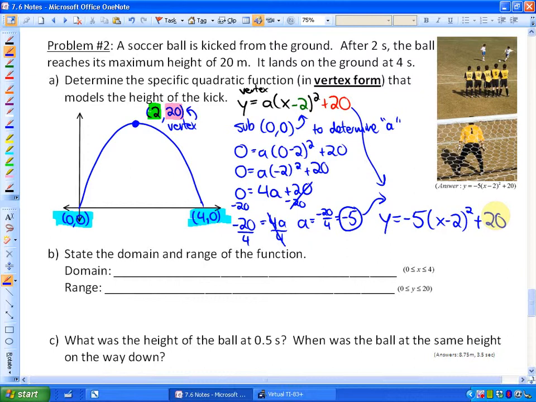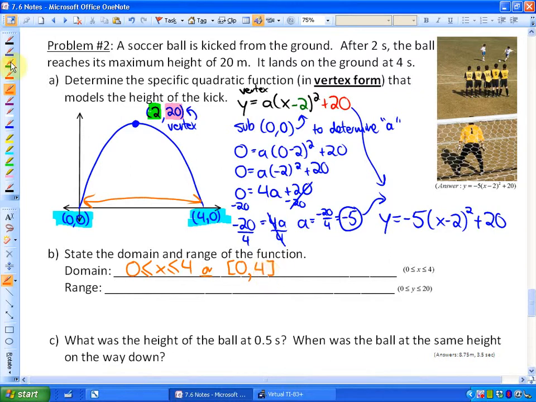Because it's a word problem, your domain is restricted to being between, and I'll look at this in orange, between 0 and 4. Your domain stops at 4. So your domain, lots of ways you can write it. You could write it like this, between and including 0 and 4, or you could write it like this, in set notation, between 0 and 4.